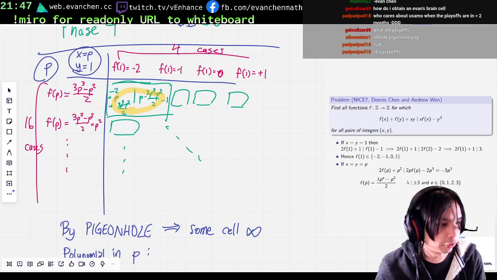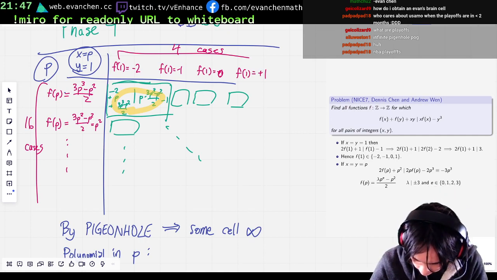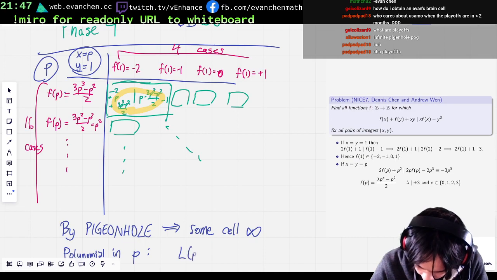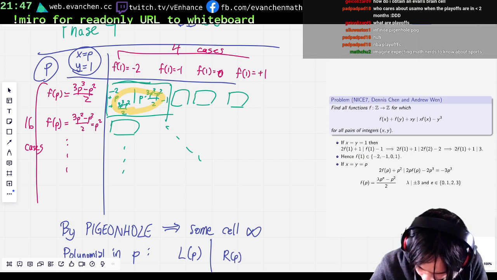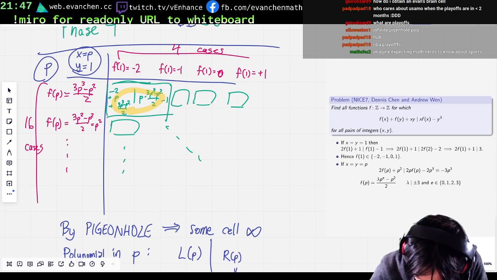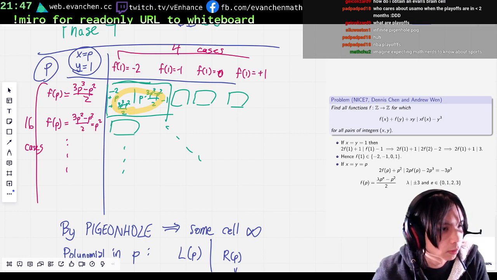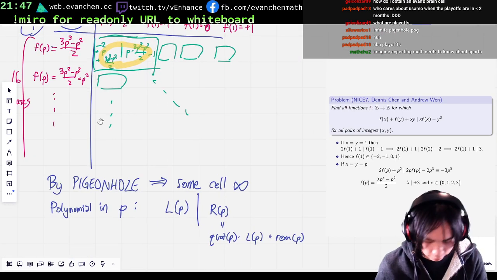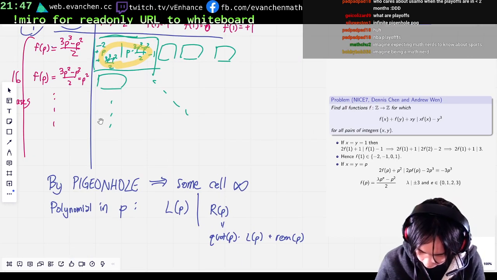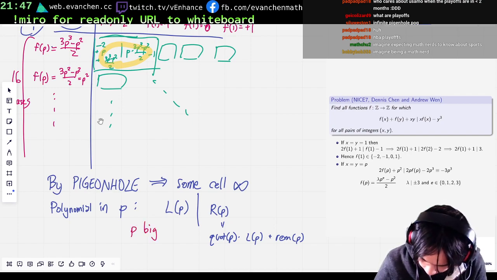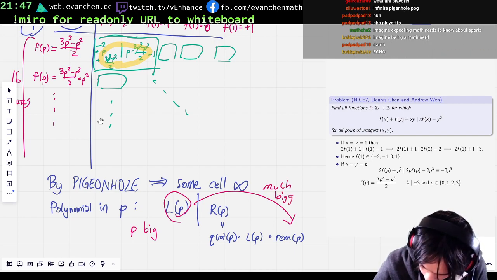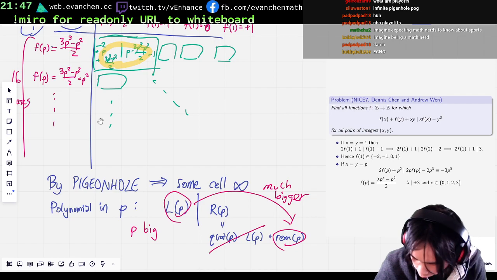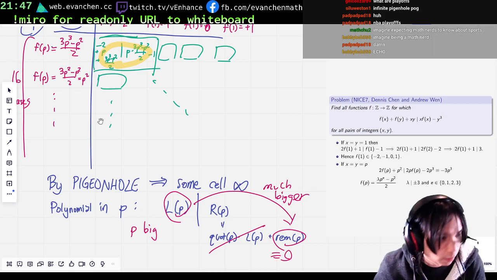When I do that, there is a quotient and a remainder, right? It tells me that the left-hand side divides the right-hand side, which is equal to some quotient plus some remainder. However, because you take p big, the left-hand side is much bigger for large p than the smaller degree remainder. It divides this, so we don't care about it. So that implies the remainder has to be 0.